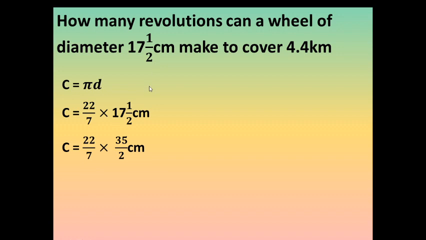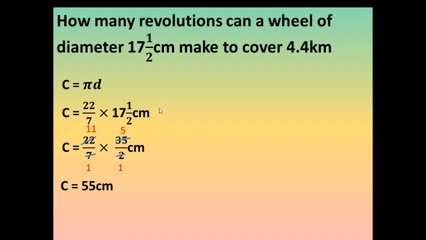Let's look at whether we have common factors between 22, 7, 35, and 2. So how do we go by that? We have 7 divided by 7, we get 1. Then 35 divided by 7, we get 5. Then 2 divided by 2, we get 1. Then 22 divided by 2, we get 11. Therefore, our circumference will remain as 11 times 5, because this is 1 times 1, it remains 1. So we have 11 times 5, giving us 55 centimeters.